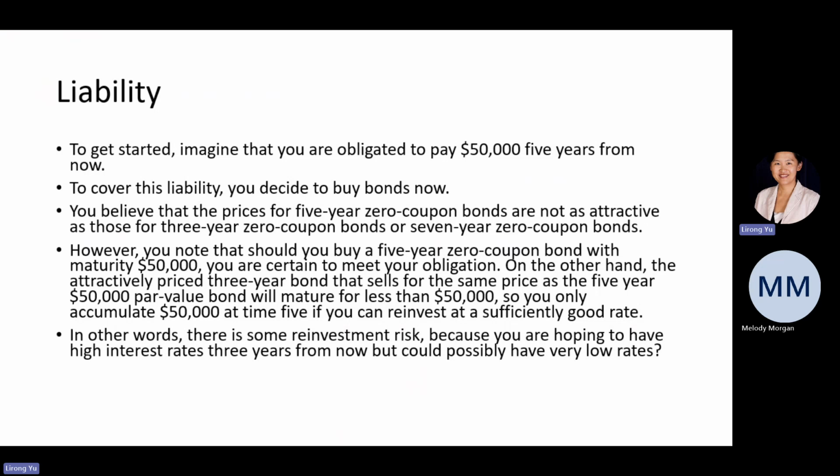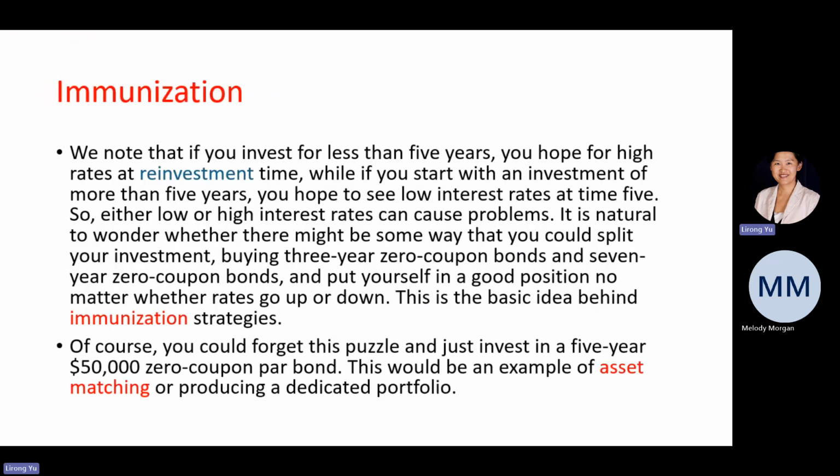Another option: maybe at the time the 3-year zero coupon bond and 7-year zero coupon bond have a lower price compared to the 5-year zero coupon. So maybe we can invest in a 3-year zero coupon bond or the 7-year zero coupon bond in order to cover the 5-year liability. So the question will be how much of those different zero coupon bonds we should invest in order to cover the risks. Okay, so there are things we have to consider. This is why we need immunization.